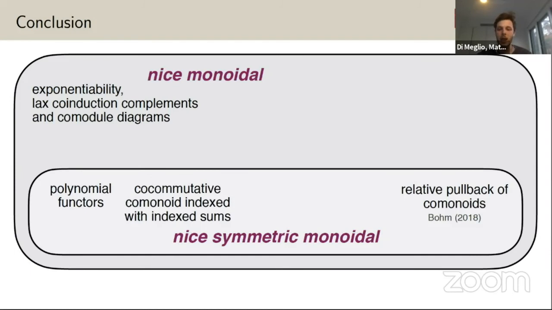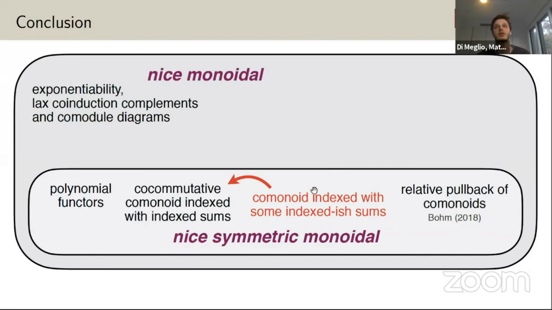that category. And so putting that together somehow, these nice symmetric monoidal categories are actually indexed by not necessarily commutative comonoids, but then we don't have index sums, but we sort of have some index-ish sums or something. I'm not really sure what the story is here, but I feel like it would be quite interesting to think about this further.